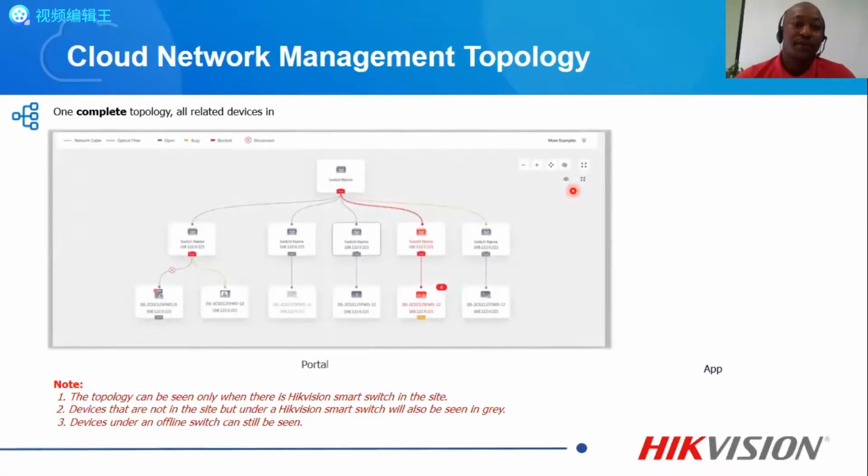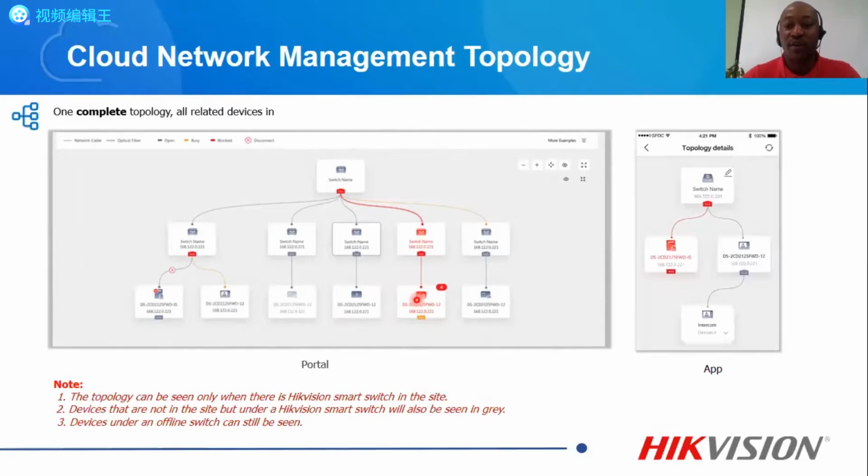All right, so this is a topology that we can get now when we've used our cloud switches. You're able to see exactly which device is connected there. You can see if the link is up or if the link is down. And even if the switch is offline, because this topology is already there, you're still able to see devices that are under an offline switch. So this makes it easier for you. You can see them by just going on the HikProConnect and going on that switch, you can see exactly where the problems are. And it makes the troubleshooting much easier.